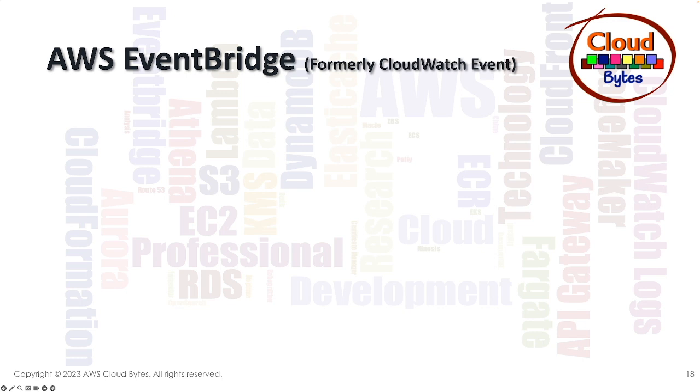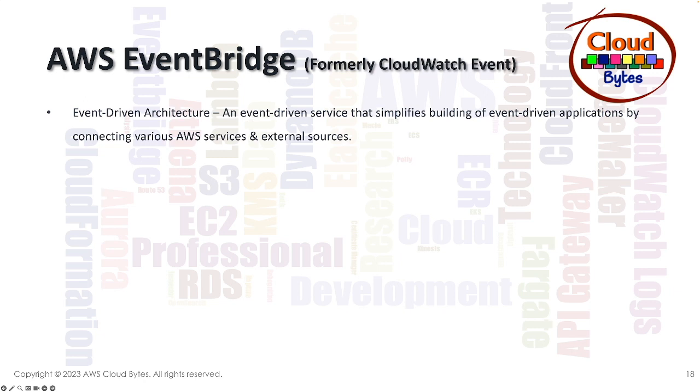Moving on to the next, AWS EventBridge. Formerly, it was called CloudWatch Events. So what are the things that you have in EventBridge? Basically, when you talk about EventBridge, you have schedulers, you have pipes, and event bus. We'll talk about it a little bit at a high level, but it's an event-driven architecture, and EventBridge is an event-driven service that simplifies building event-driven applications by connecting various AWS services and external sources.